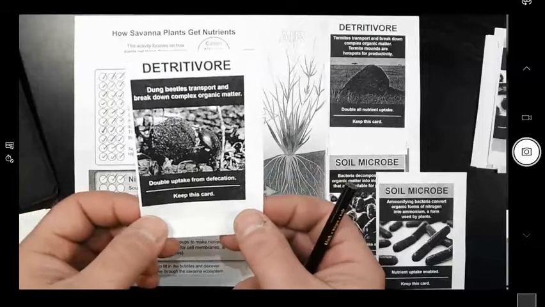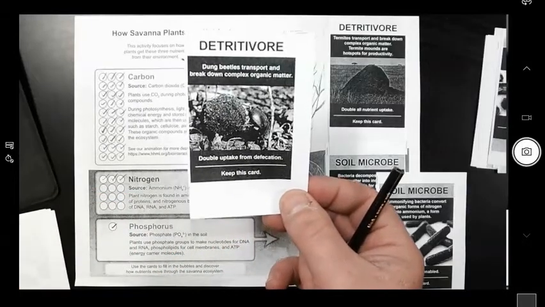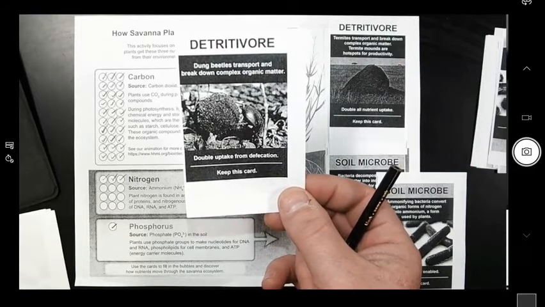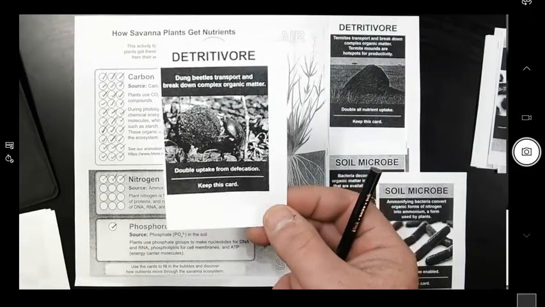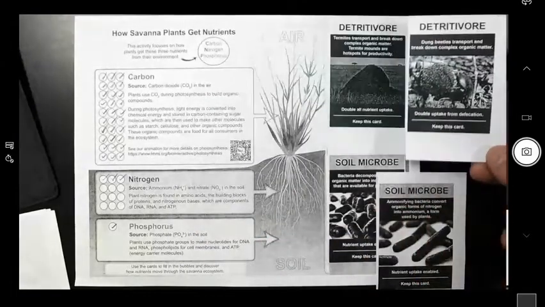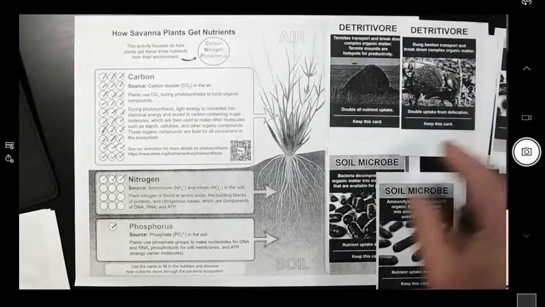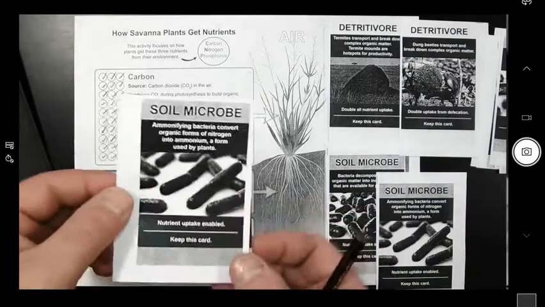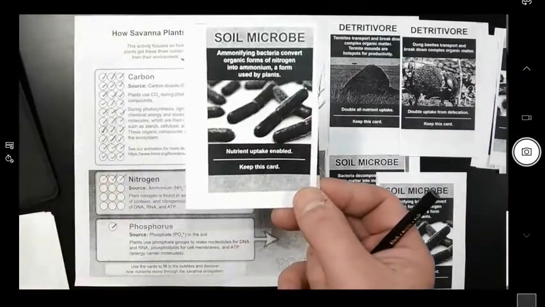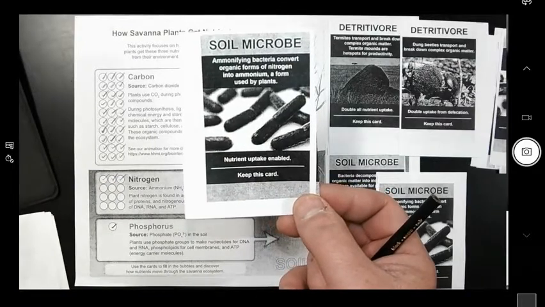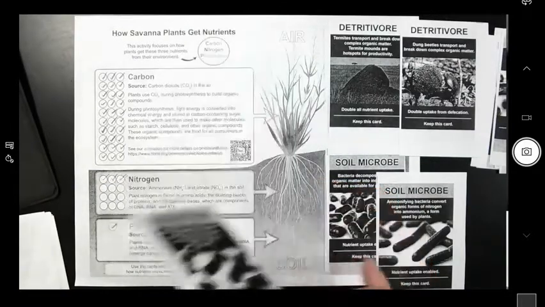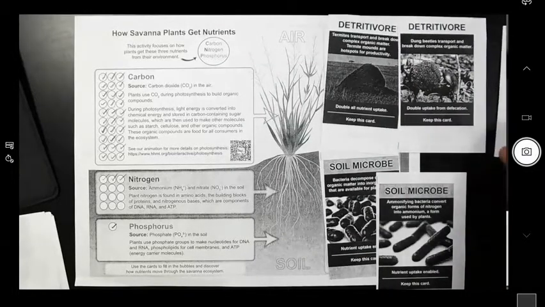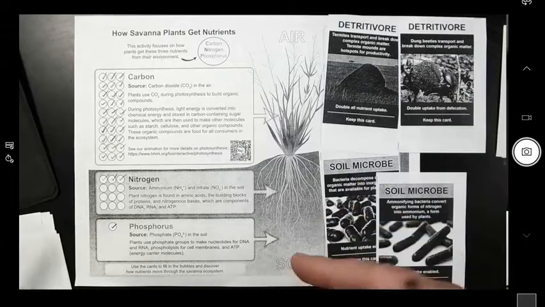Oh, another one. Dung beetles transport and break down complex organic matter. Double uptake for defecation. That would have been helpful beforehand, but we already have this one here. I'll leave this here, but we already have double all uptake. Oh, another ammonifying bacteria. I'm going to go ahead and discard this one because we already have this one down here. So this isn't perfect, but it's an explanation, or it's helping us start to see some of the processes that take place here.